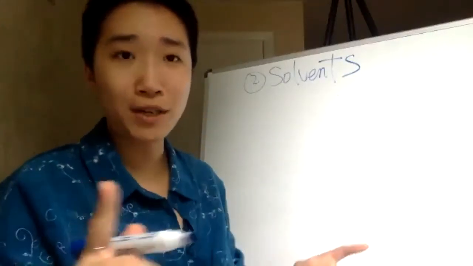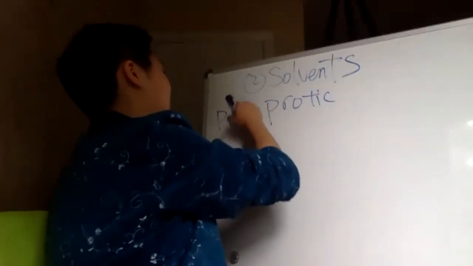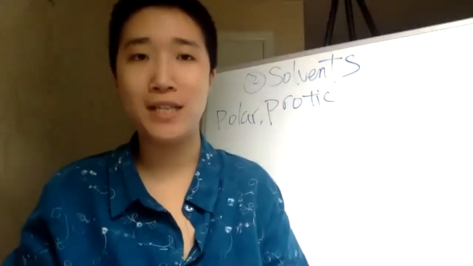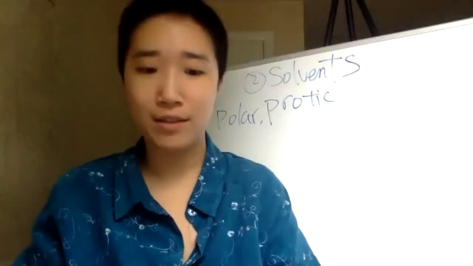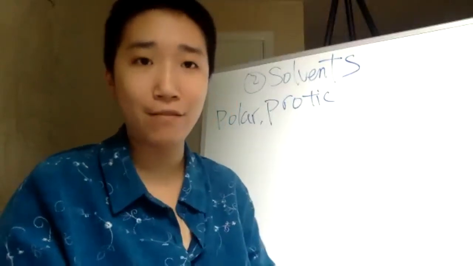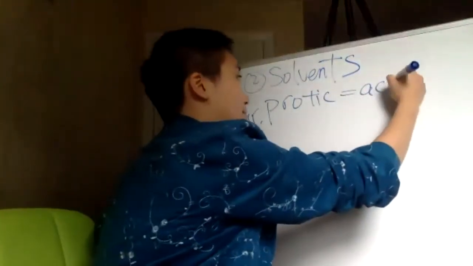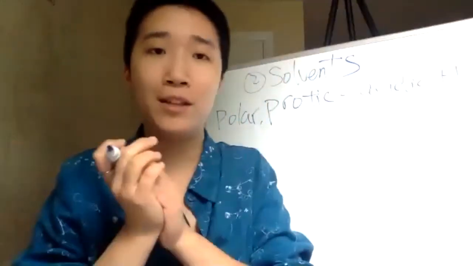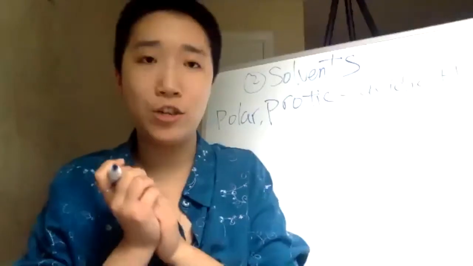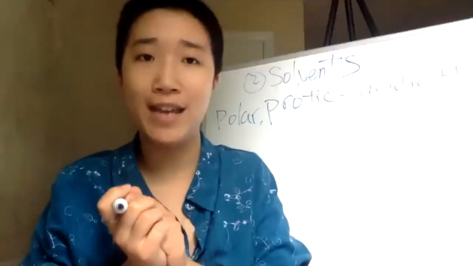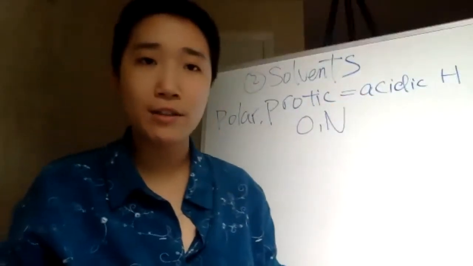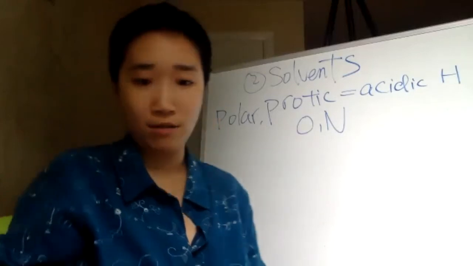Okay, so protic solvent, or I'm going to add the word polar in front of it because polar solvents are the solvents that we carry out those 4 types of reactions in. So polar protic solvents means that you have an acidic proton, acidic H. So what's an acidic H? Well, an acidic H is an H attached to an electronegative atom, such as oxygen or nitrogen. So some polar protic solvents are, I'm going to give you some examples.